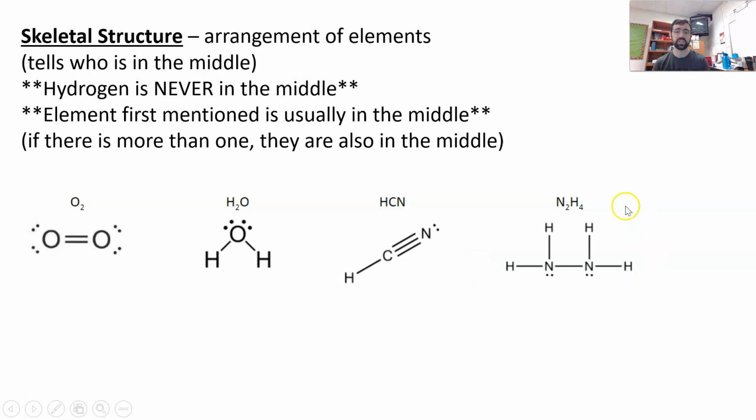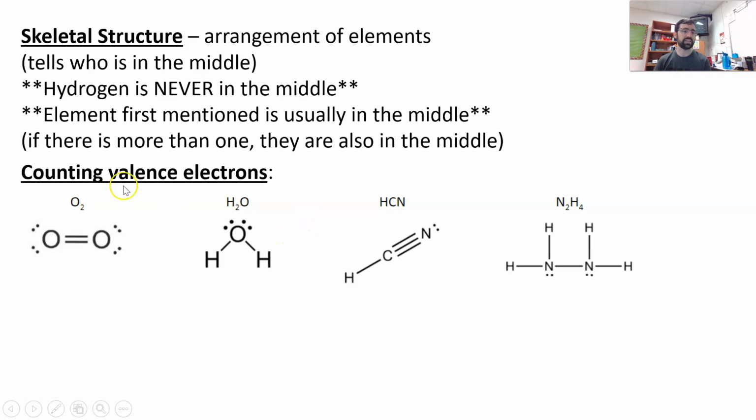This last part where it says if there's more than one, they're also in the middle, we're talking about compounds similar to this one right here, N2H4. There's not only one of either of the elements. Okay, so we've got 2 nitrogens and 4 hydrogens. The first one mentioned is the central atom, and we have both of those in the center. So we have 1 nitrogen in here and 1 nitrogen there. That's the center, and the hydrogens surround the nitrogens.